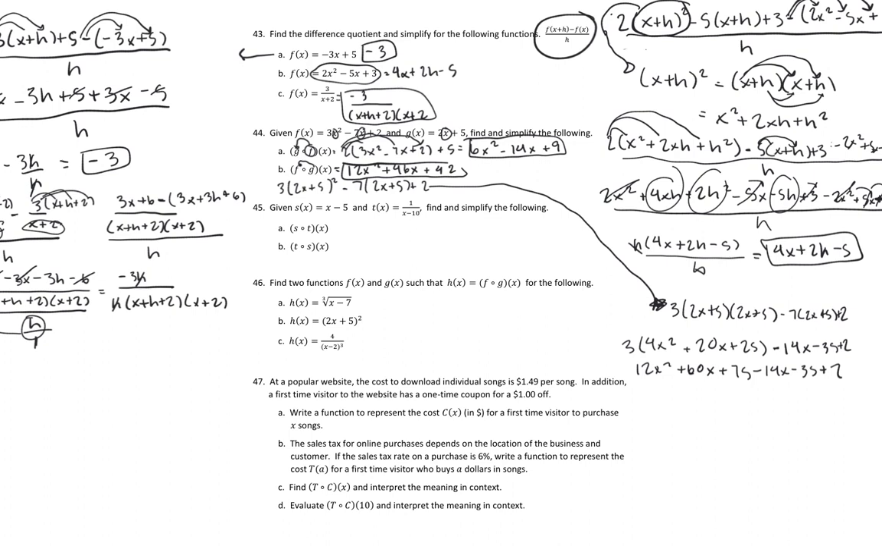All right, so for number 45, it looks like we have two different functions, and we gotta take the compositions of them. So for part A, if we're doing s of t, that's going to be putting t inside of our s function, right? So it's going to be 1 over x minus 10, minus 5.